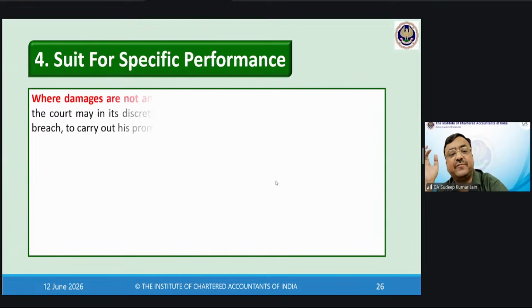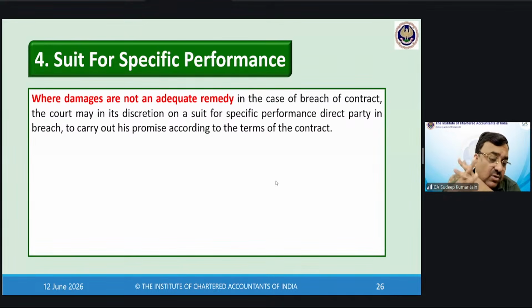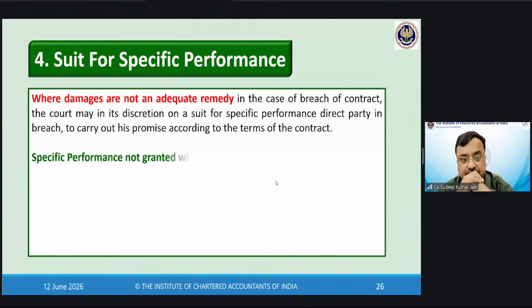Suit for specific performance. A direct question for 2 or 3 marks may be asked on this point. Where the monetary compensation is not sufficient, then the court may allow for specific performance.